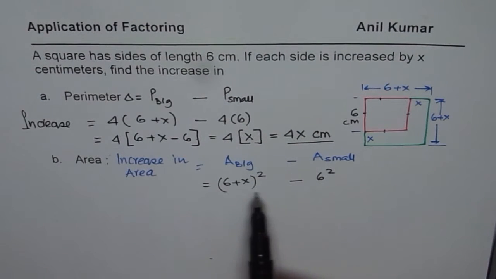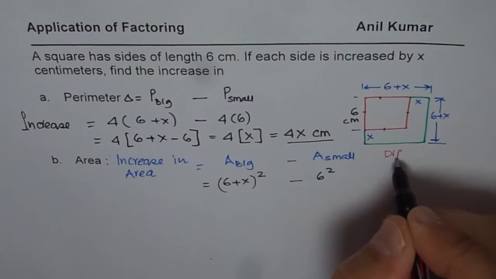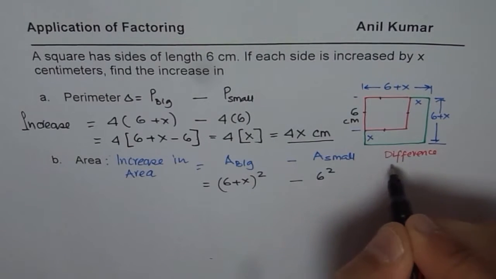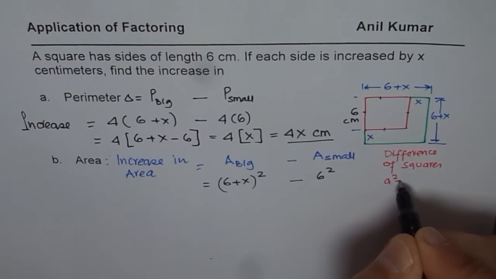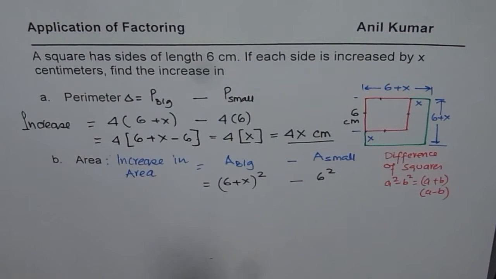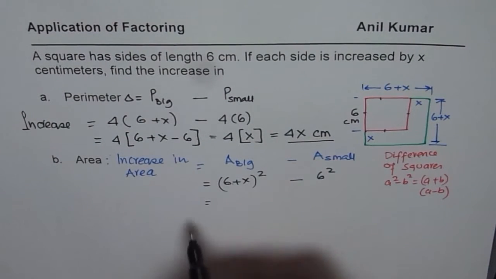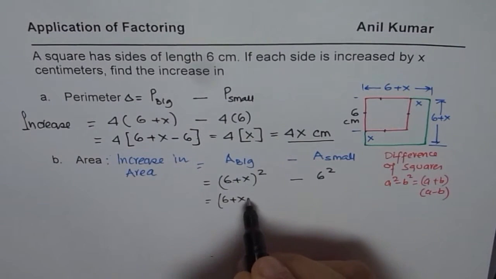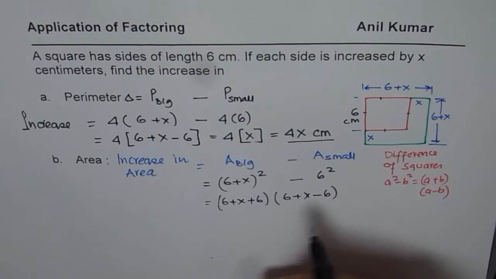Now how can you use factoring to solve? Think about it. This is a difference of squares. You remember the formula, a squared minus b squared equals a plus b times a minus b. So we'll apply this formula here and factor. What do we get? A for us is 6 plus x and b is 6. So we get 6 plus x plus 6 times 6 plus x minus 6. You get the idea.